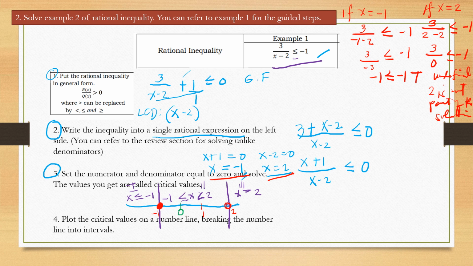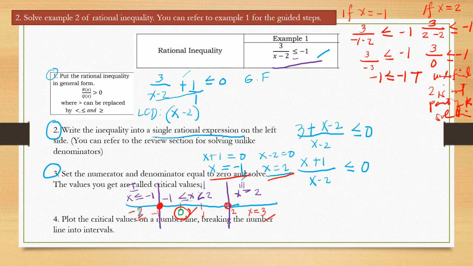Now, from these regions, kukuha tayo ng mga points na ipang-titest natin para masabi natin kung ang region na yan ay solution. Sa region 1, kuha tayo ng point. Ang kuhanin natin yung pinakamalapit sa negative 1. Negative 2. Dito, sa region 2, sa gitna, since nandyan ang 0, kuhanin na natin ang 0. And then dito sa region 3, kuhanin na natin ang 3.